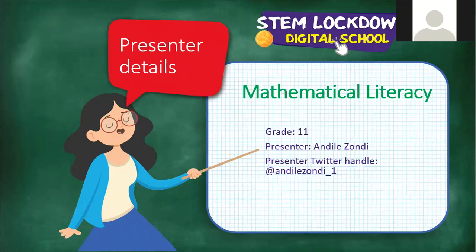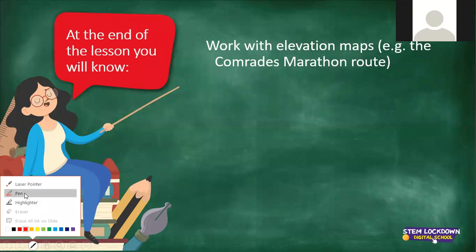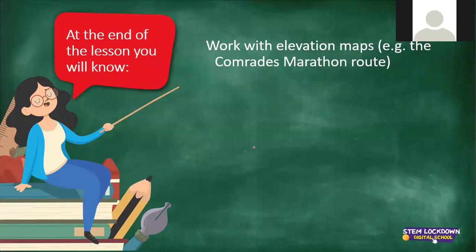Okay, let's continue. We're obviously looking at maps for this week, and today we're looking at elevation maps, right? We've done street maps, we've done national and provincial maps, right? We've done strip maps. We're now looking at elevation maps, right? So when you think of elevation, think of something that is elevated. Elevated is something that goes up.